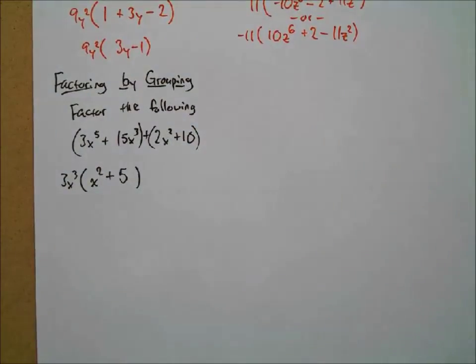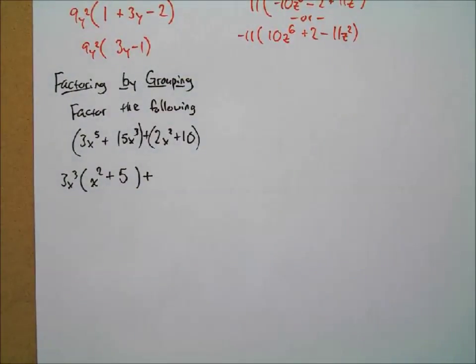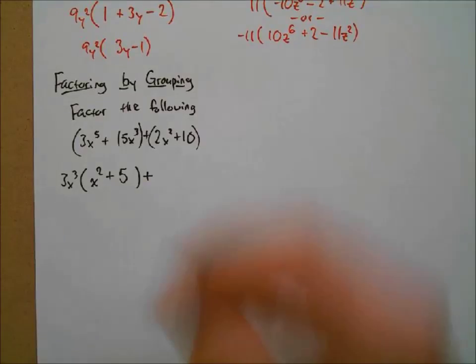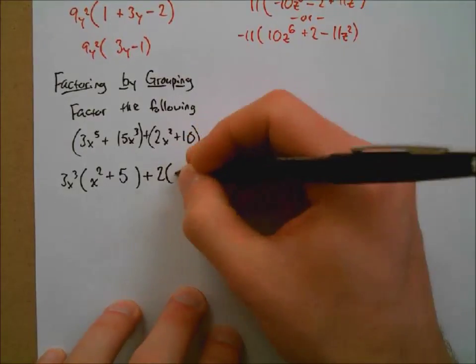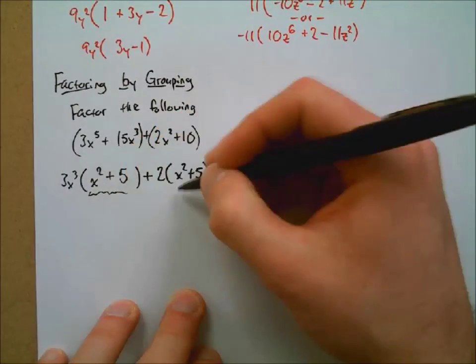That was helpful. Plus, now let's look at the second group. Is there something we can factor out from 2x squared plus 10? A 2. So let's factor that GCF of 2 out, and we're going to be left with x squared plus 5. Whoa, the same thing.